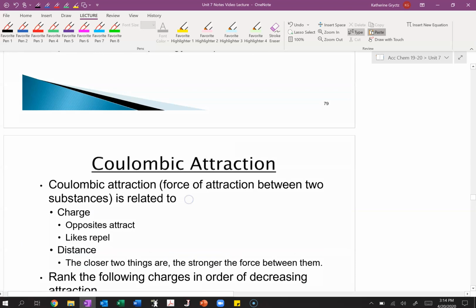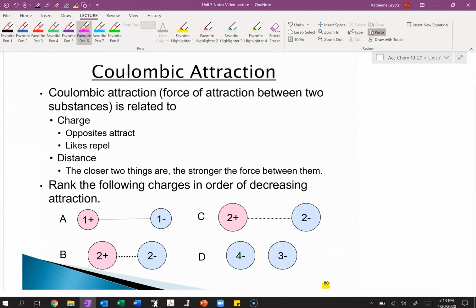Okay, so I did want to do a quick reminder. If you remember Coulomb's law, it talked about how charges are attracted or repelled by each other. What we're looking at here is Coulombic attraction. Opposites attract, so our positives and our negatives, our protons and electrons, are going to attract each other. Electrons and other electrons will repel each other. But the idea in Coulomb's law is the bigger the charges are, the more pluses and more minuses you have, the bigger that attraction is going to be. And then also the distance matters. How close they are also affects how strong that is.